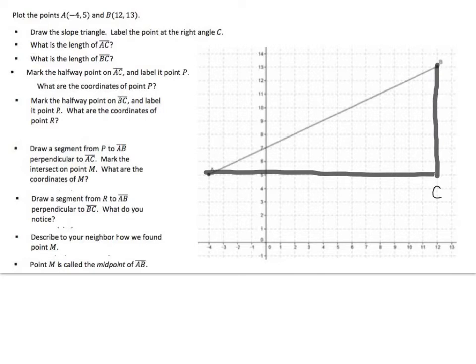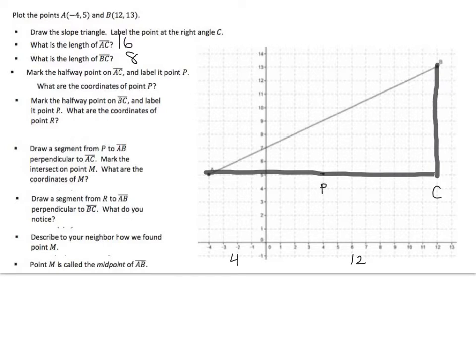What is the length of segment AC? I've got 4 plus 12, so 16. And what is the length of segment BC? 1, 2, 3, 4, 5, 6, 7, 8. Awesome. Mark the halfway point on segment AC and label it point P. So half of 16 is 8, so 4 and 4. Point P.